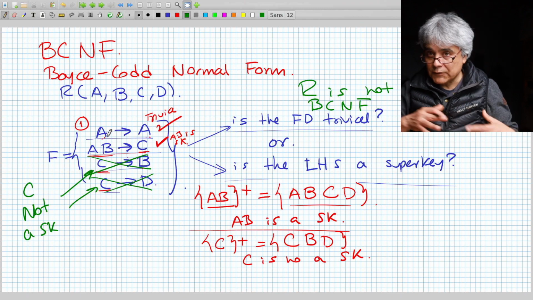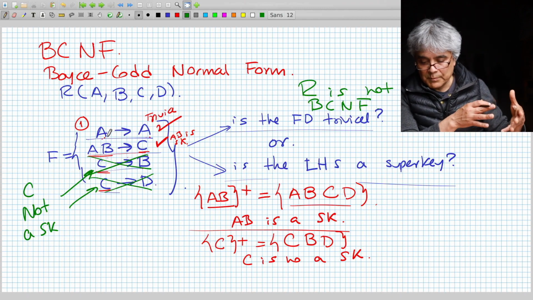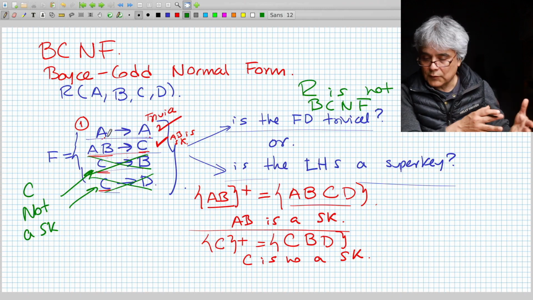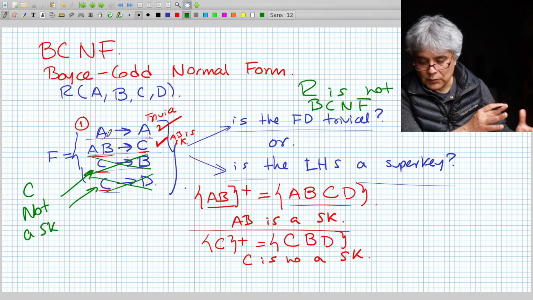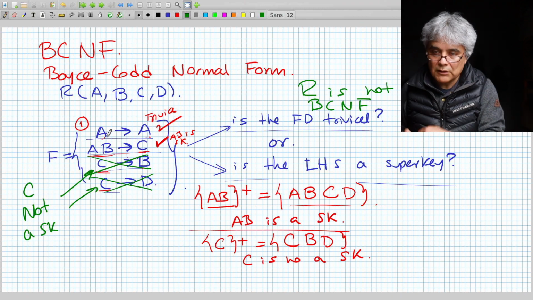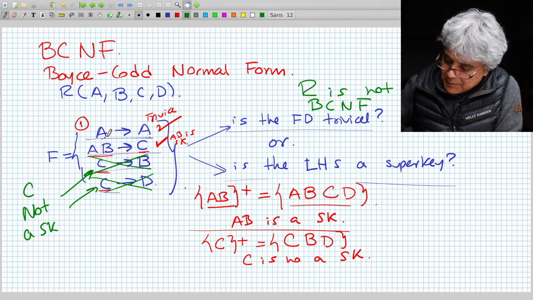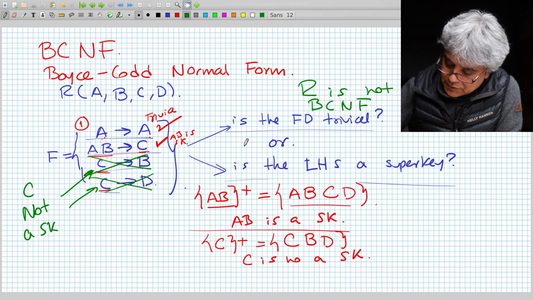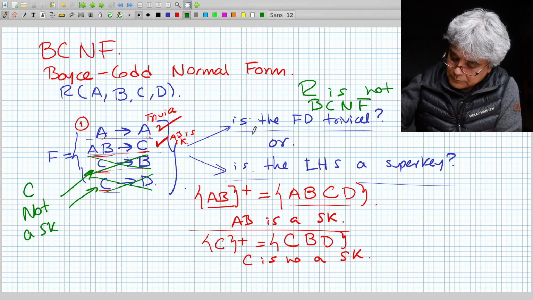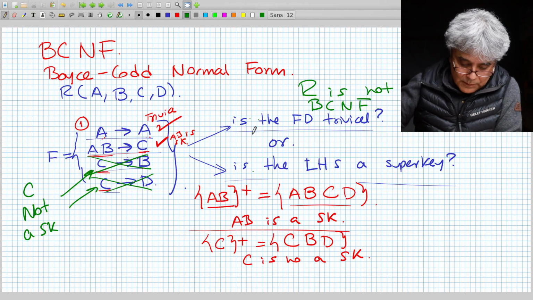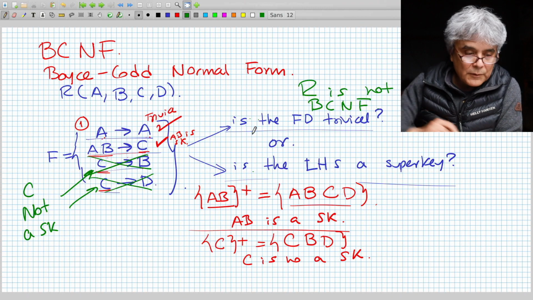Notice that F doesn't have to be a minimal basis. F doesn't have to be in canonical form. It doesn't matter what F we're given. We don't have to do anything to F. We just have to go through every single one of the functional dependencies. The moment that a functional dependency does not satisfy either one of these rules, the relation is not BCNF. Let's leave it at this, and we'll continue in the next one.